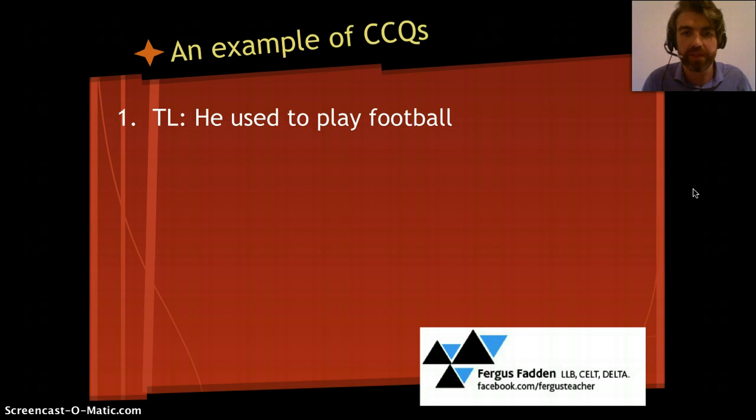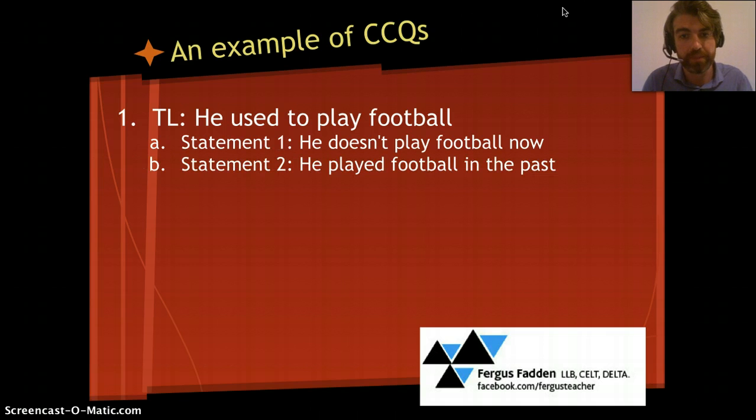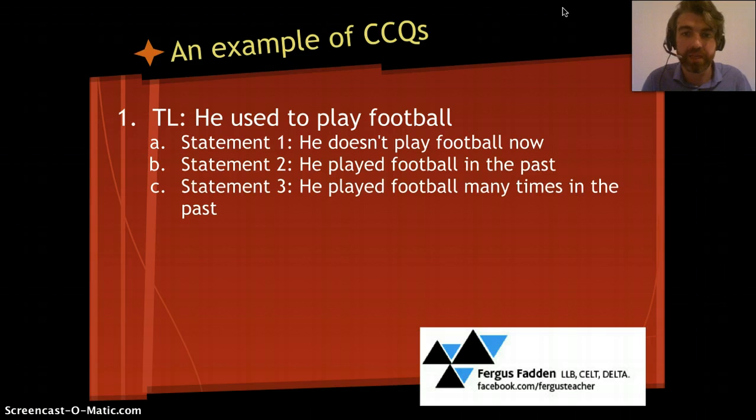He used to play football. My target language here is "used to": used to plus the base infinitive of the verb form. So statement number 1, he doesn't play football now. Statement number 2, he played football in the past. And statement number 3, he played football many times in the past.